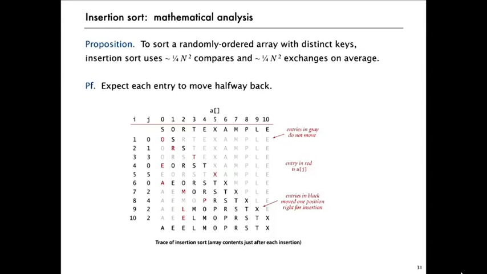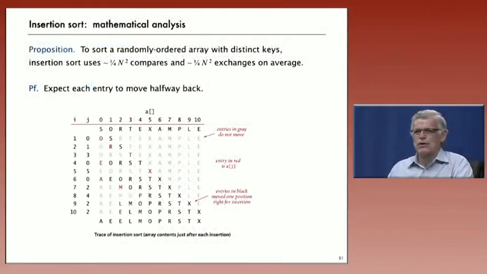What about the analysis of insertion sort? It's more complicated. Our proposition says that insertion sort, to sort a randomly ordered array with distinct keys, will use about 1/4 n squared compares and about the same number, 1/4 n squared exchanges on the average. This is more complicated to prove. It depends on the array being randomly ordered. And again, you can get a feeling for where the proposition comes from by looking at this n by n trace. Again, the black elements are the ones that we compare, and actually they're also the exchanges. And the red one is the one that's finally put into place.